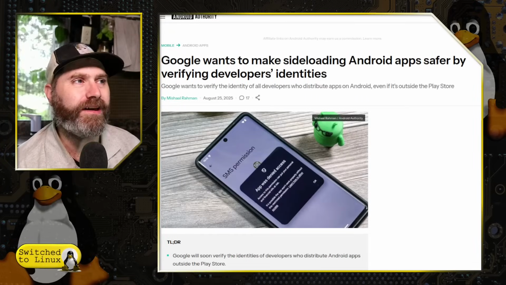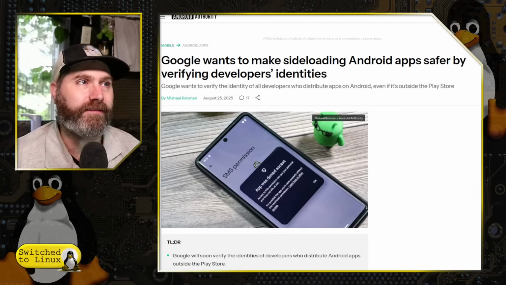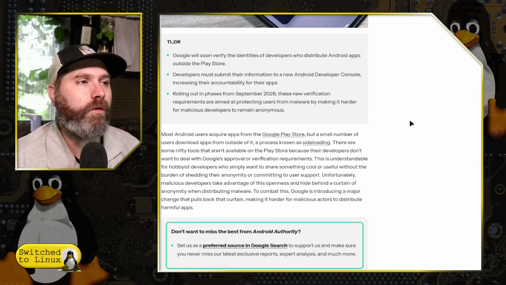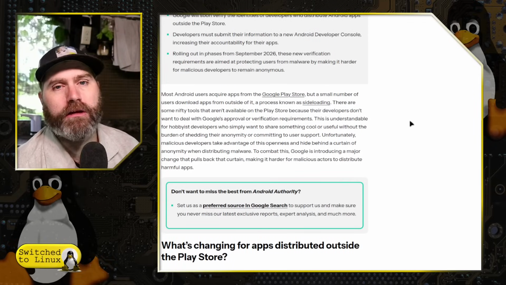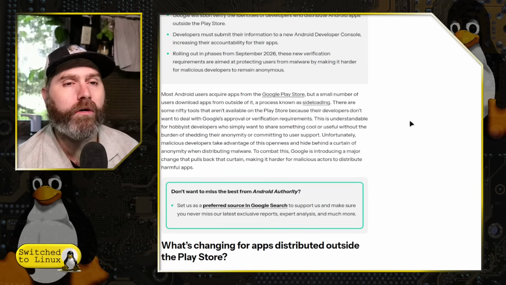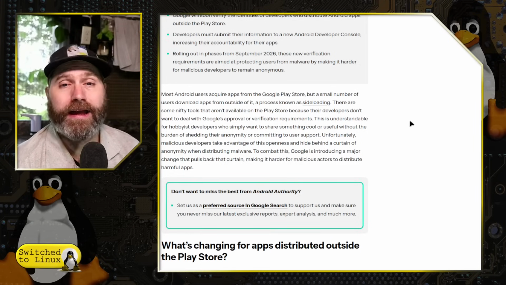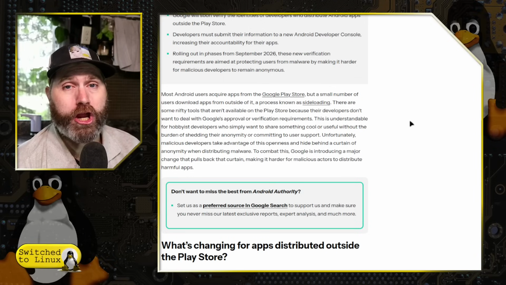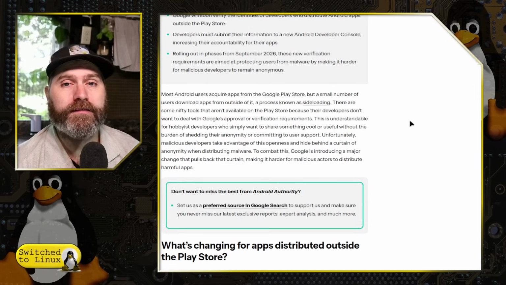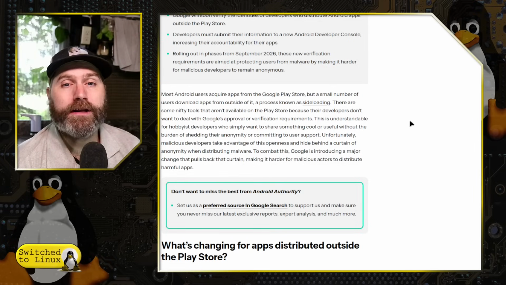First, of course, what is going on? Google wants to make sideloading Android apps safer by verifying developers' identities. Basically, even if you're sideloading applications, installing through third-party stores like F-Droid or Aurora, every application going onto a standard stock Google device is going to have to be verified by Google. They're very clear: even if you're sideloading, you still have to do this. So no more freely passing out your APKs.